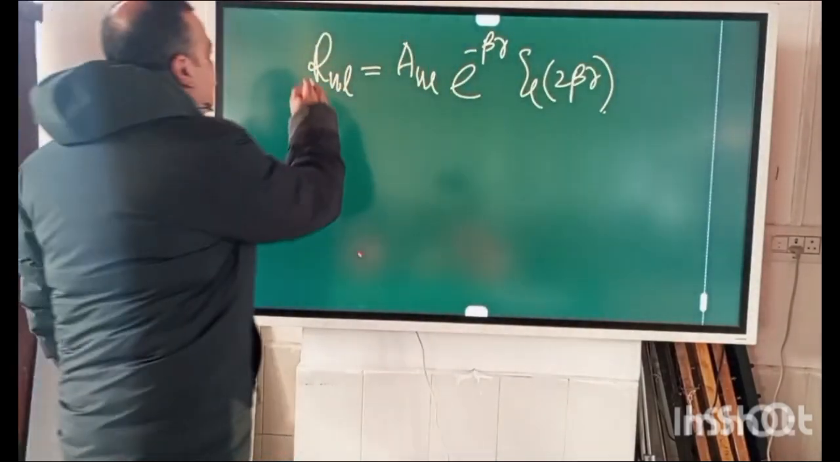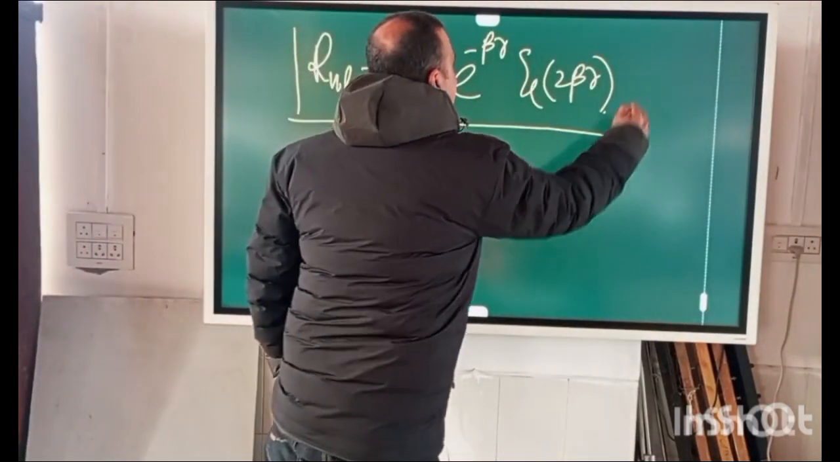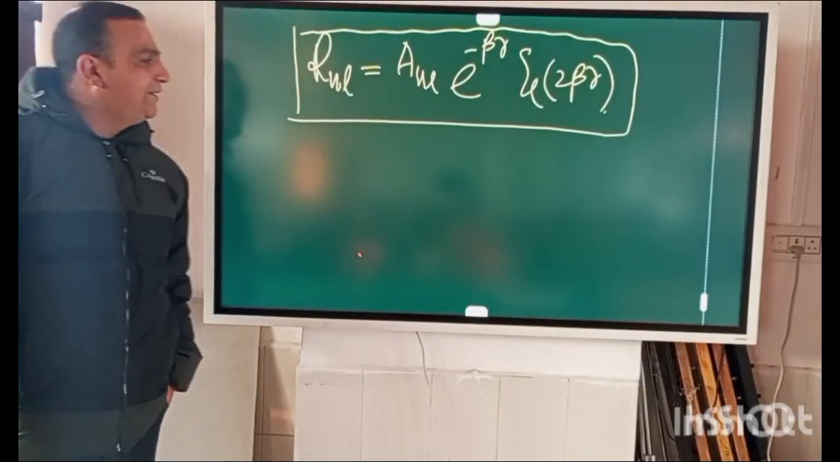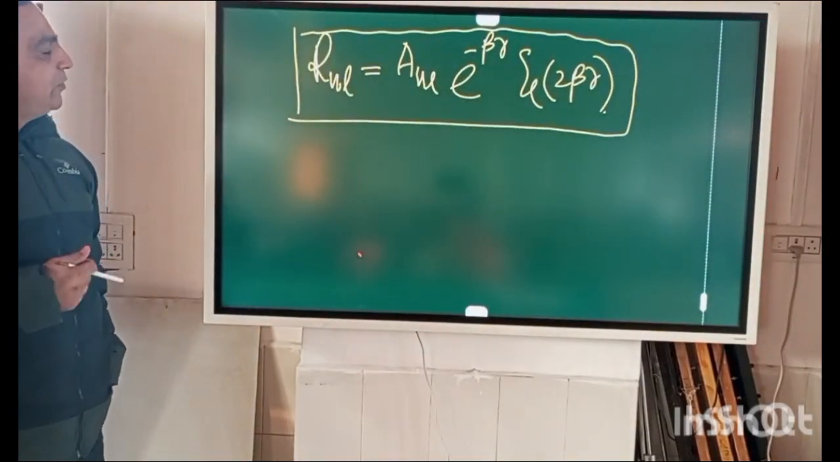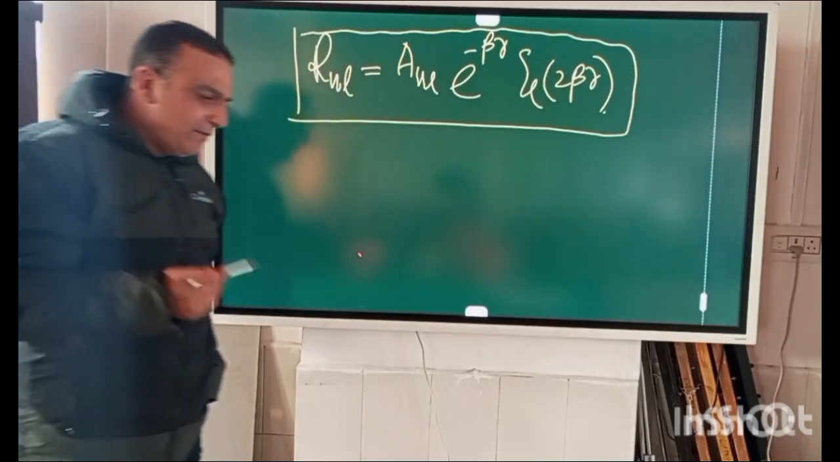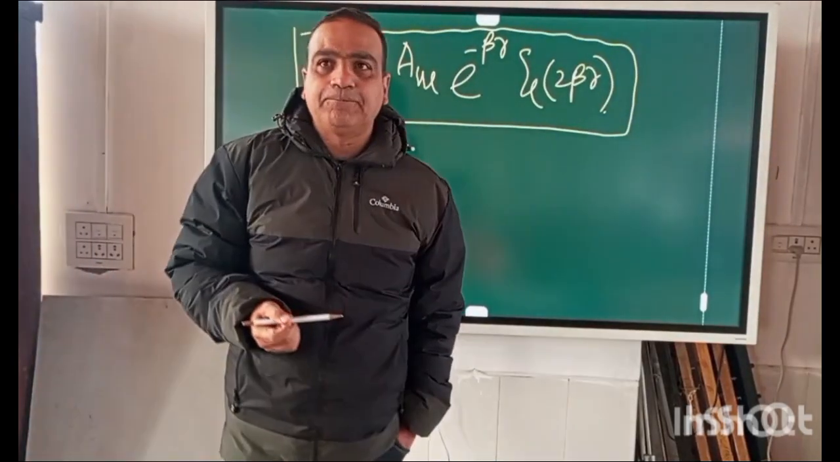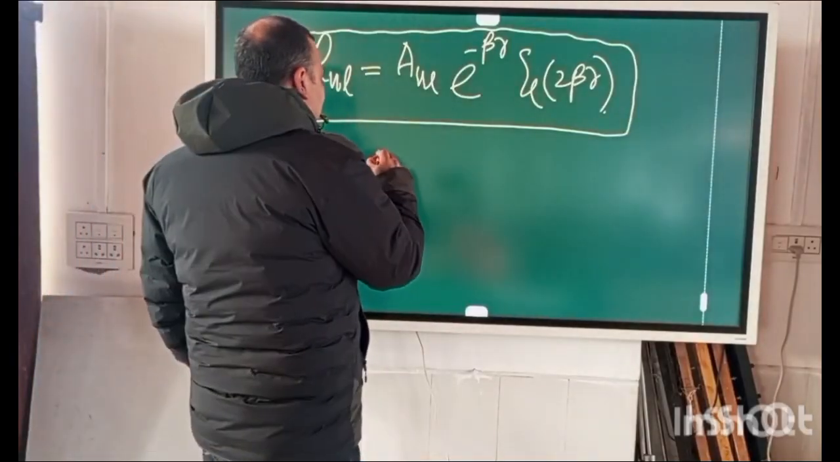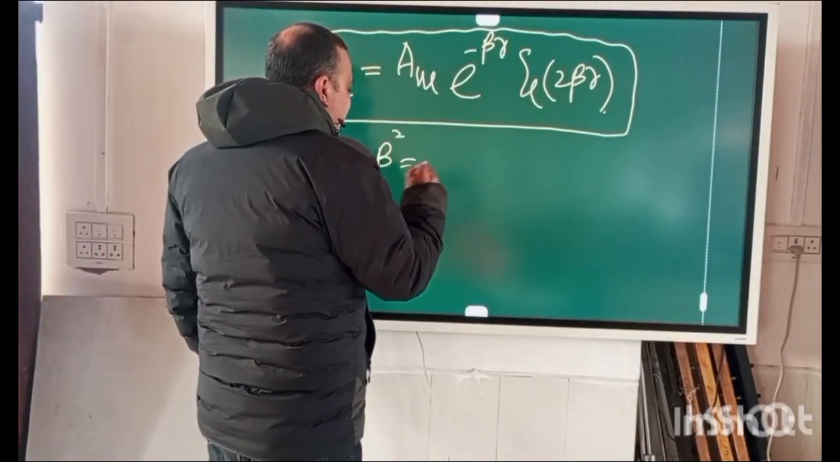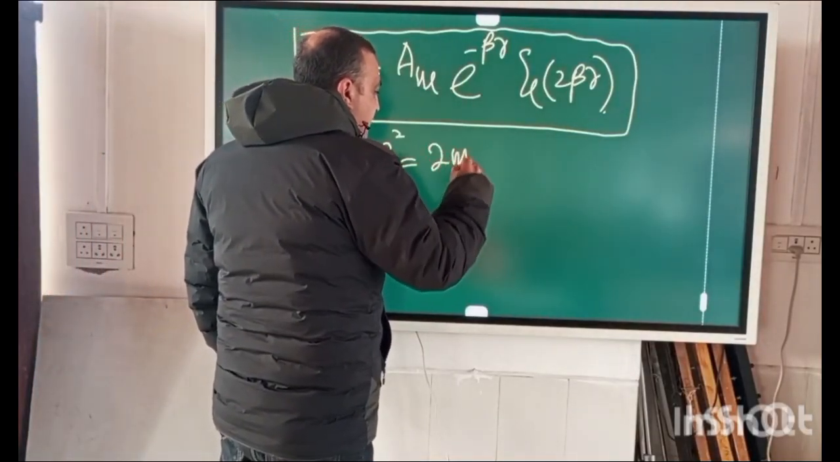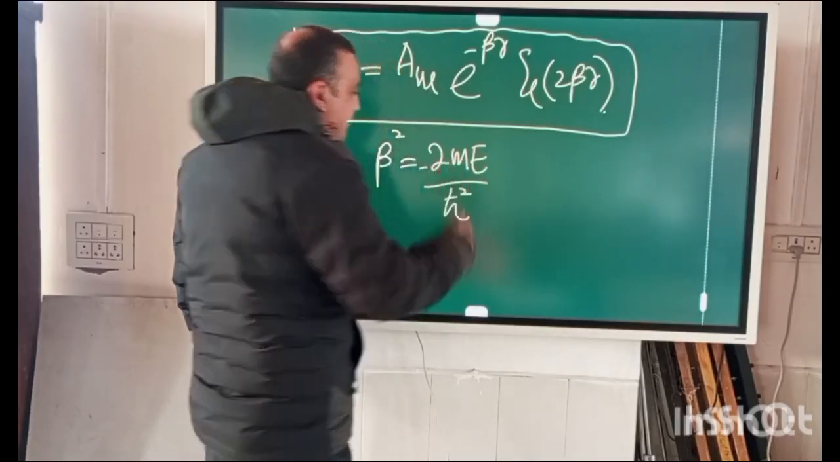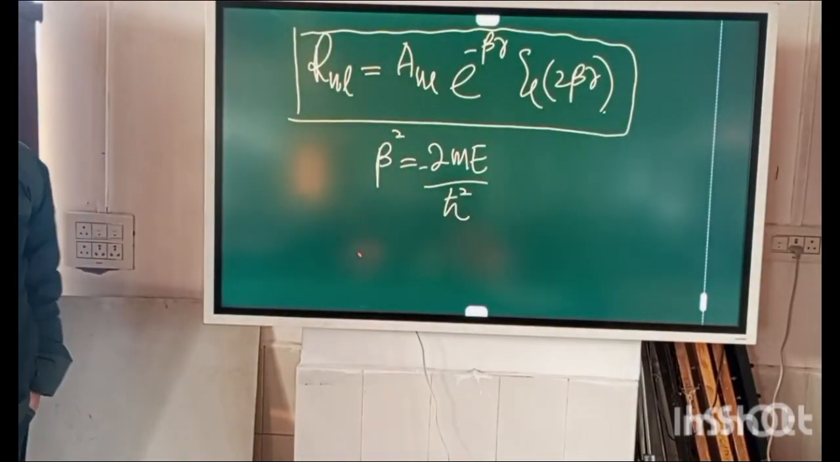So I want to continue from here, and then I will take on this discussion to the angular part theta, where we will conclude these three independent wave functions. Now, if you go back to beta square, I think beta square was minus 2mE by h bar square.